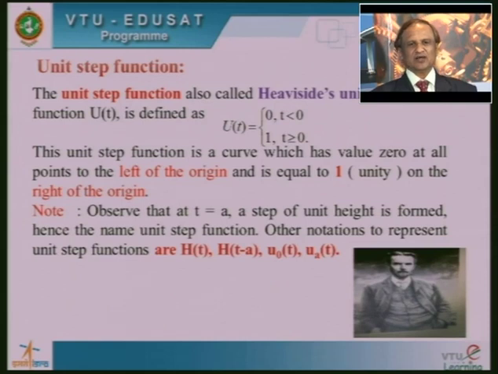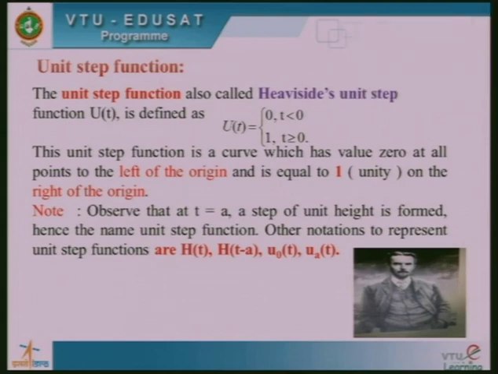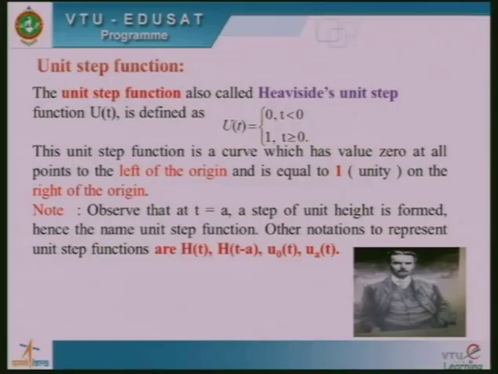It means that when we draw the graph of u of t, is it clear? I hope you can draw the y-axis and x-axis. On the left-hand side, the value of the function is 0. On the right-hand side, the value of the function is 1. So it maintains a height of 1 unit. That's why it is called a unit step function.